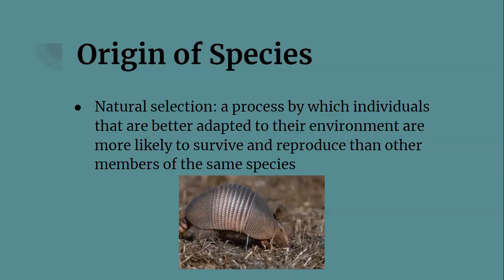Then in 1858, Alfred Russel Wallace sent Darwin a letter. Wallace had also read Malthus' work and discovered the same mechanism for evolution. So the next year, Darwin published his theory on the origin of the species. In this book, Darwin proposed that evolution occurs by means of natural selection. So natural selection is just the process by which individuals that are better adapted to the environment are more likely to survive and reproduce than the other members of the same species.